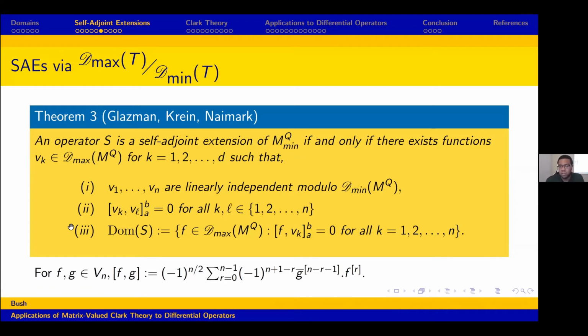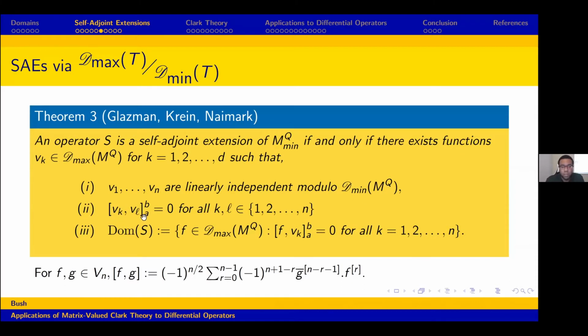And what that means, the phrase linearly independent modulo some subspace, is that it's just like the normal definition of linear independence, except you replace 0 with an element of D_min. So in other words, if I have a linear combination of v_1 through v_n equal to an element of the minimal domain, those coefficients have to be identically 0. That's what it means to be linearly independent modulo a space.